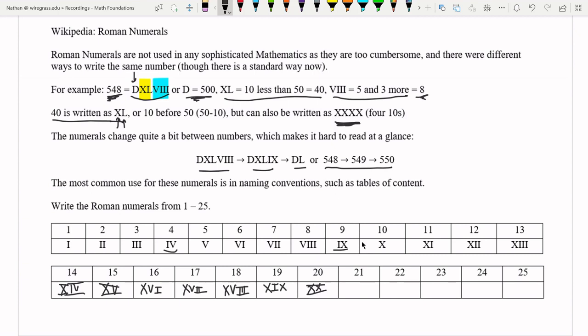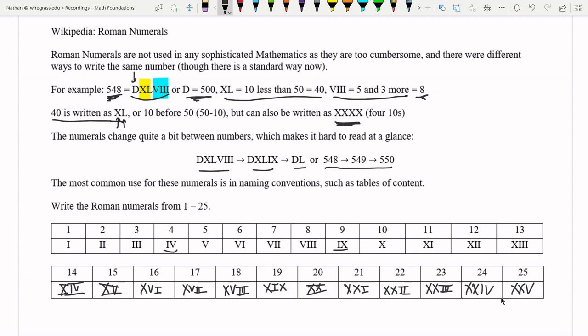XIX. 21 is going to be XXI. 22. 23. And then 24 is going to be XX, and then 1 before V. 25 is XXV.